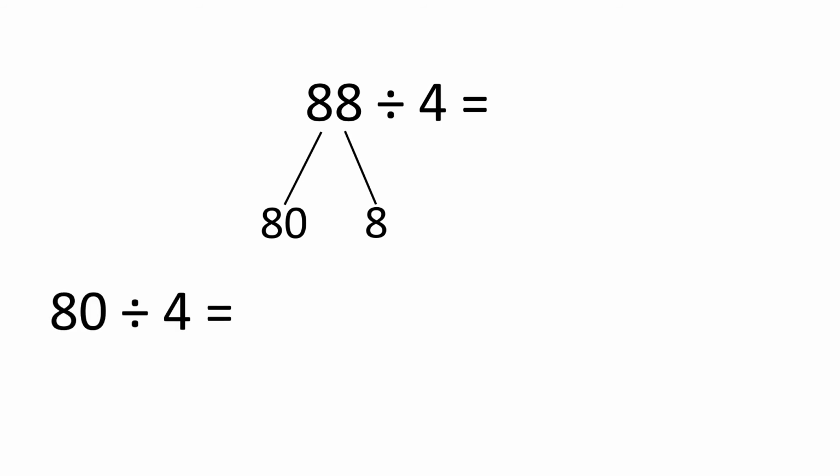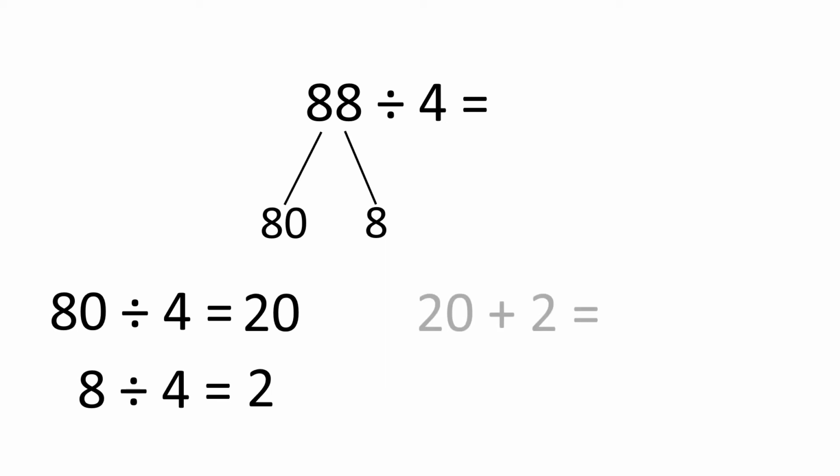80 divided by 4 is equal to 20, because if I know 8 divided by 4 is equal to 2, then I know that 80 divided by 4 is equal to 20. 8 divided by 4 is equal to 2. Finally, we must add these two parts together. 20 plus 2 is equal to 22. Therefore, 88 divided by 4 is equal to 22.